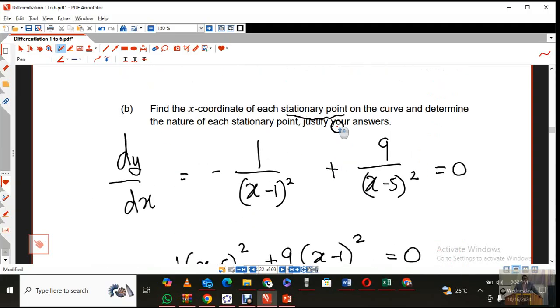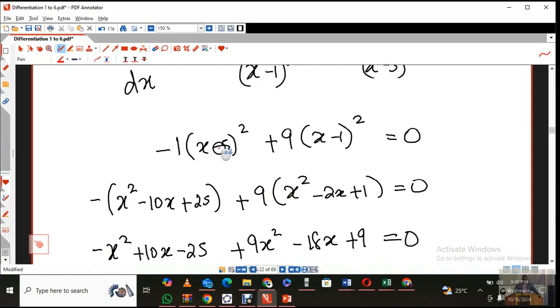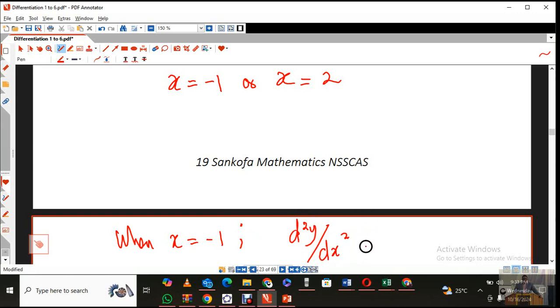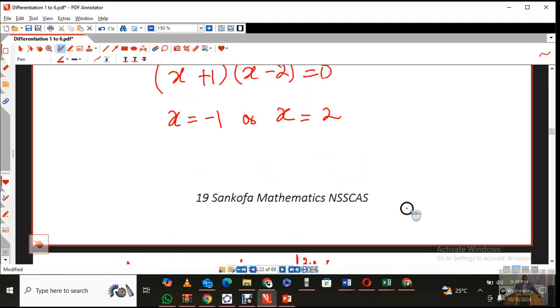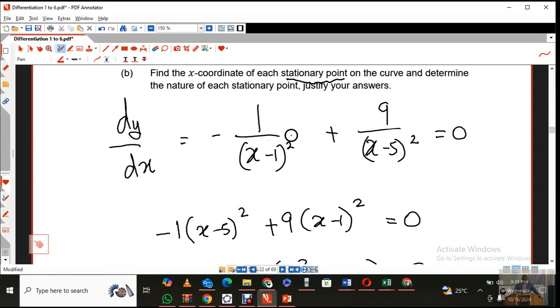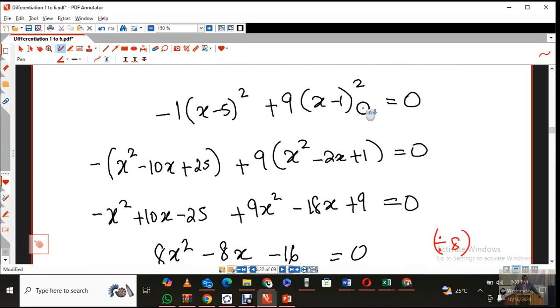Now they want us to determine the nature of each of those points. So when x, let's start with the first one, when x equals negative 1, then the second derivative, which is d2y dx squared. So remember, the second derivative is going to be nothing but, let me bring down the first derivative so we can just have it clearly. So that's the first derivative over there. Okay, I'm going to write that one down.